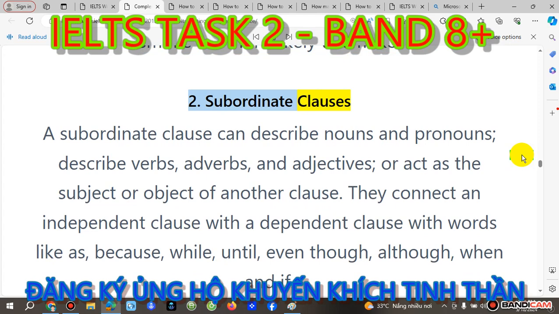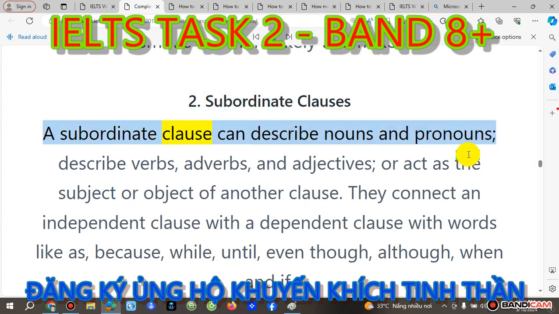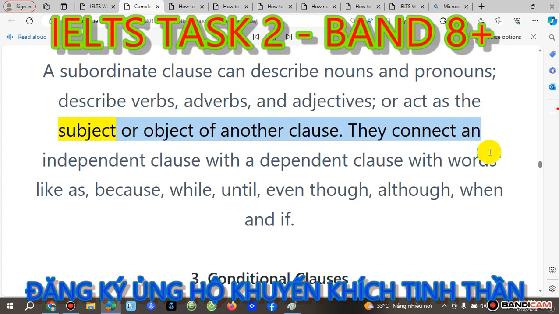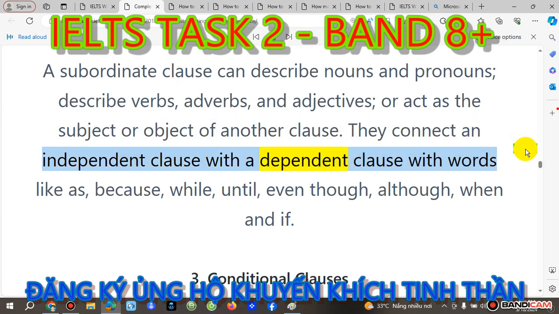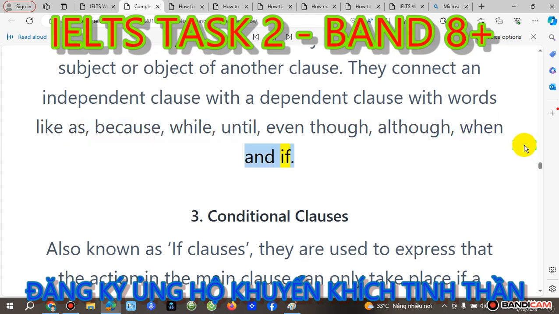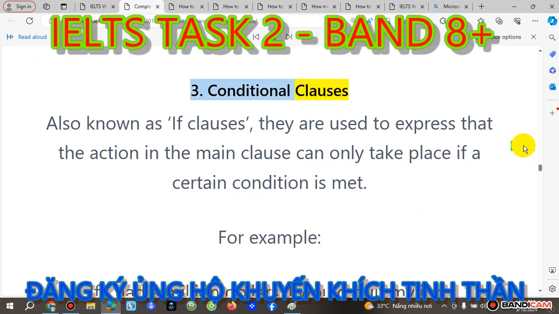2. Subordinate clauses. A subordinate clause can describe nouns and pronouns, describe verbs, adverbs, and adjectives, or act as the subject or object of another clause. They connect an independent clause with a dependent clause with words like as, because, while, until, even though, although, when and if.